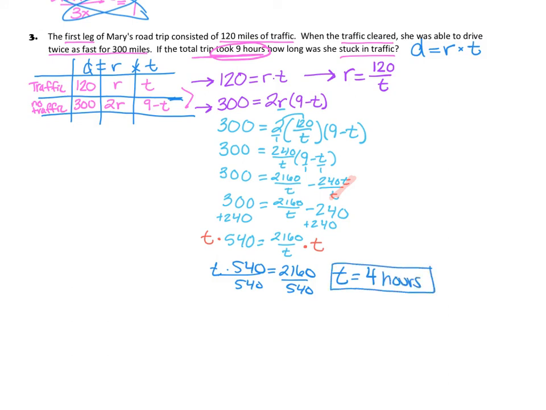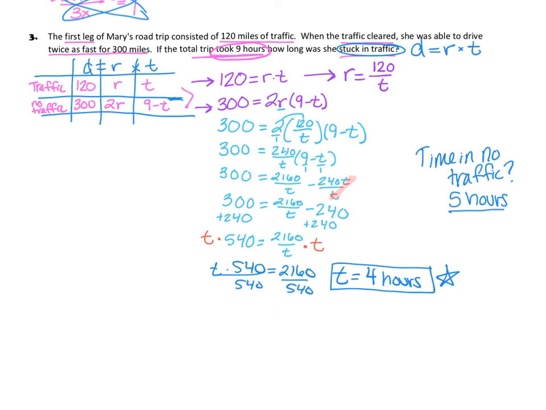So let's go back to the question and see if I've answered it. It says, if the total trip took 9 hours, how long was she stuck in traffic? Well, t represented the amount of time she was stuck in traffic. So this would be my final answer. Let's talk about a few other scenarios though. What if it said time in no traffic? Well, then I'd have to plug 4 into my equation for time of no traffic, so I'd have to do 9 minus 4, so it would be 5 hours.